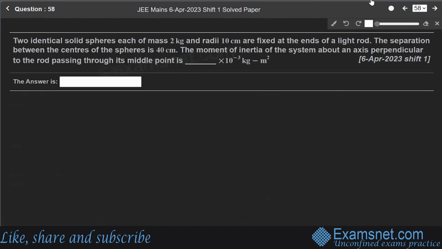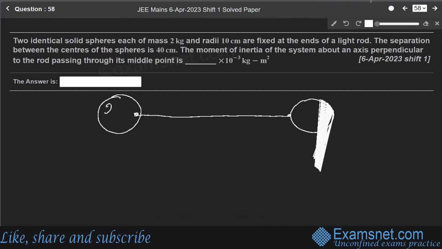Now moving to our next question, question number 58. Two identical solid spheres, each of mass 2 kg and radius 10 cm, are fixed at the ends of a light rod. Let us consider this as a light rod. Two masses are attached. The mass of each solid sphere is 2 kg. The separation between the centers of the spheres is 40 centimeter. We need the moment of inertia about an axis perpendicular to the rod.